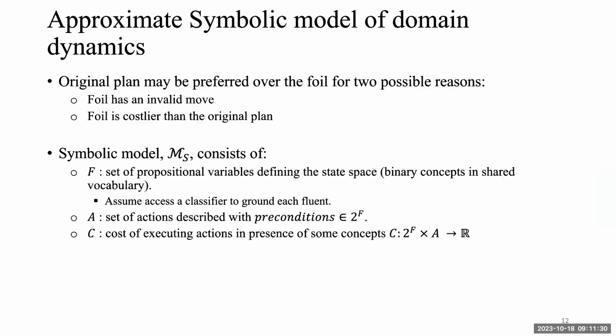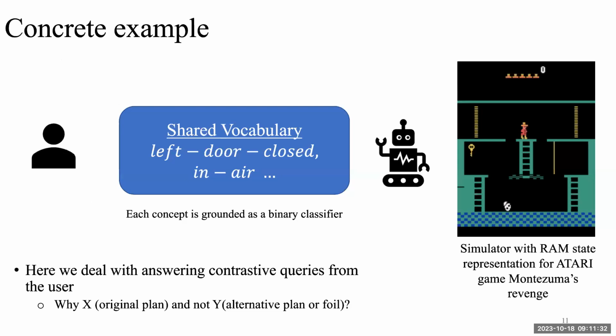These are basically propositional variables which are either true or false in a state, and these are grounded as basically binary classifiers. So in this component, we are trying to deal with answering contrastive queries from the user, which ask questions like, hey, why X and why not Y? Where X is the original plan and Y is the alternative plan or foil.